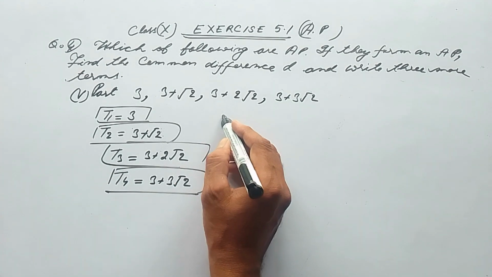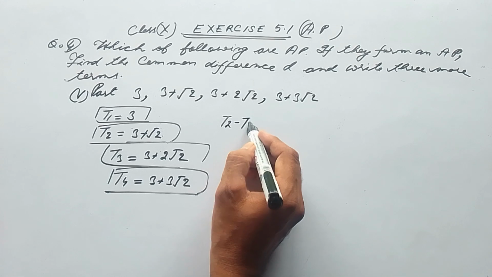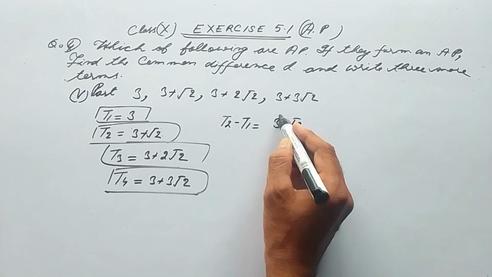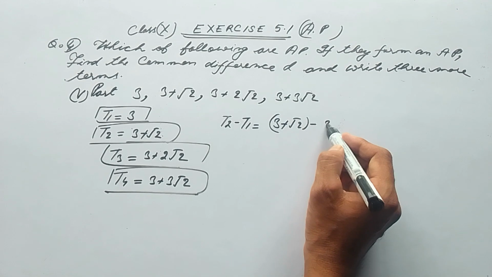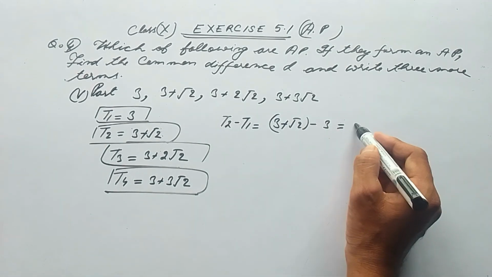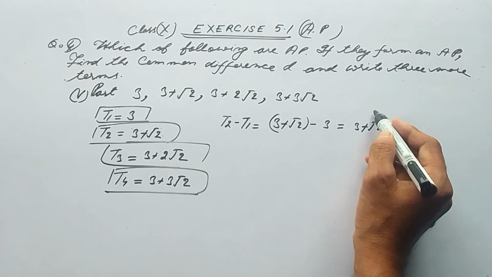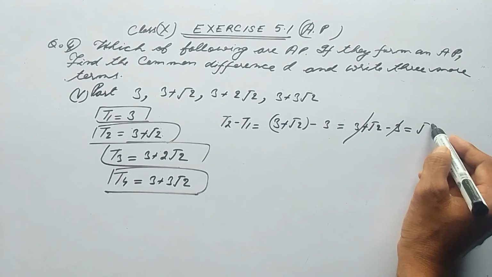Now T2 minus T1. T2 we have 3 plus square root of 2 minus T1, that is 3. We have 3 plus square root of 2 minus 3. Cancelling 3 with 3, we have square root of 2.